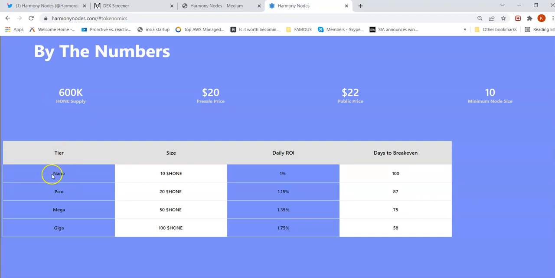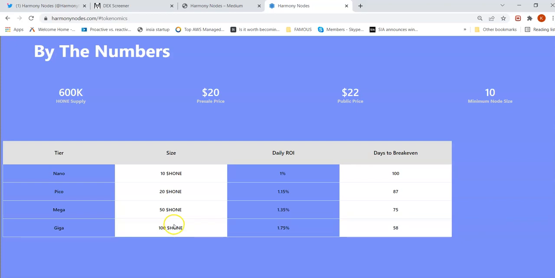Their basic tier is called Nano. It costs you 10 HON and gives 1% ROI. It's very low, and it's going to take more than 3 months to break even. Next is Pico, or Pico, whatever you call it. It costs you double the number of tokens, 20, and break even is 87 days. Mega is 75 days, but you need 50 HON, whereas for Giga, you need 100 HON with 1.75% and less than 2 months of ROI. If you see here, Giga is on the better side, but it does cost 100 HON, and that's on a medium scale compared to other projects.